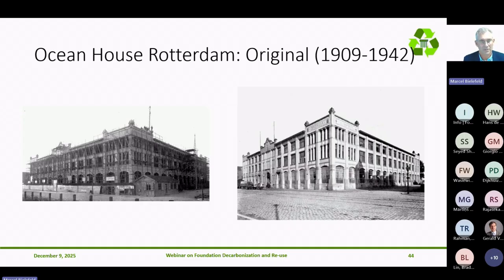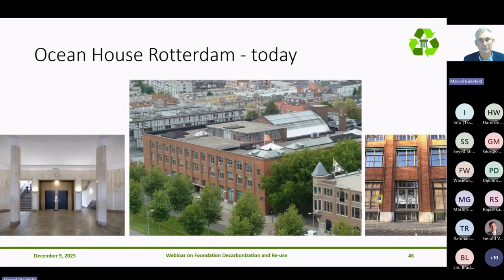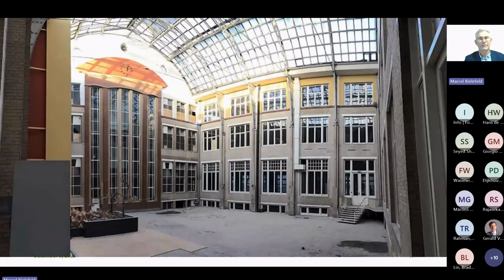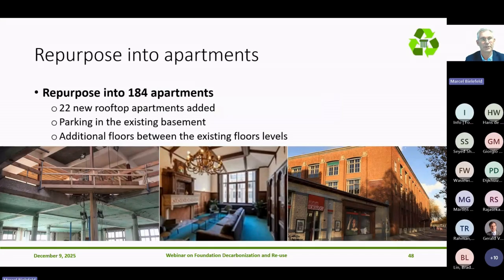But after the World War, the construction has been built with new facades, it has a different look, although the structure itself has remained the same. And nowadays it looks like this, with a modern, even a rooftop on top of it, because the building has been redesigned, repurposed into apartments. So instead of an industrial building, it became apartments. So additional rooftop apartments were added.